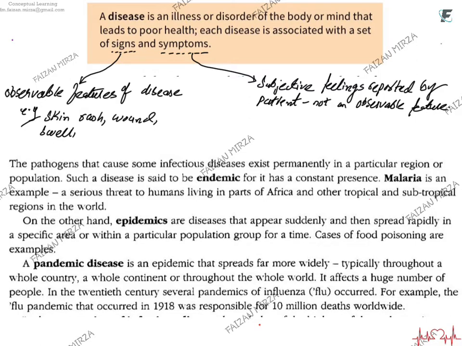For example, features such as skin rash or a wound or bleeding or swelling or fever are all observable features. These are the signs of disease. And for example, nausea or pain, though pain scales can be used, nausea and convulsions, and if a person says that I'm having some kind of headache.